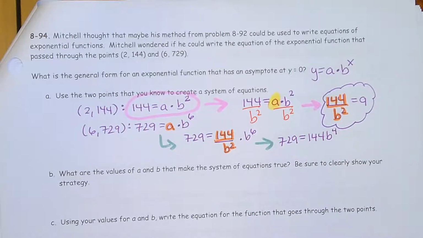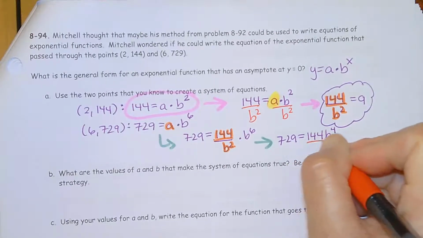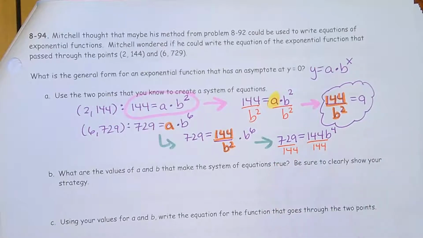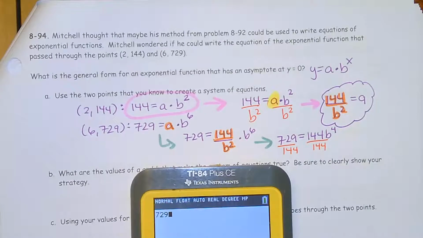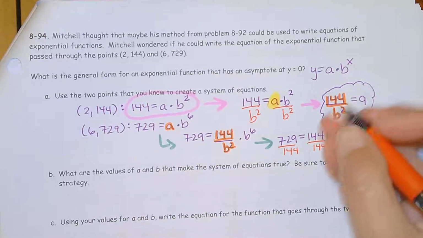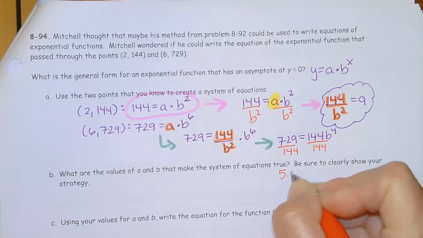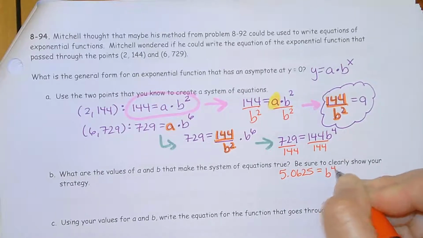So to solve this equation, I'm going to try to get my b to the 4th by itself. I'm going to divide both sides by 144. And so I'm going to take 729 divided by 144, and I end up getting this decimal, 5.0625. So let me just write it down here. 5.0625 is equal to b to the 4th.